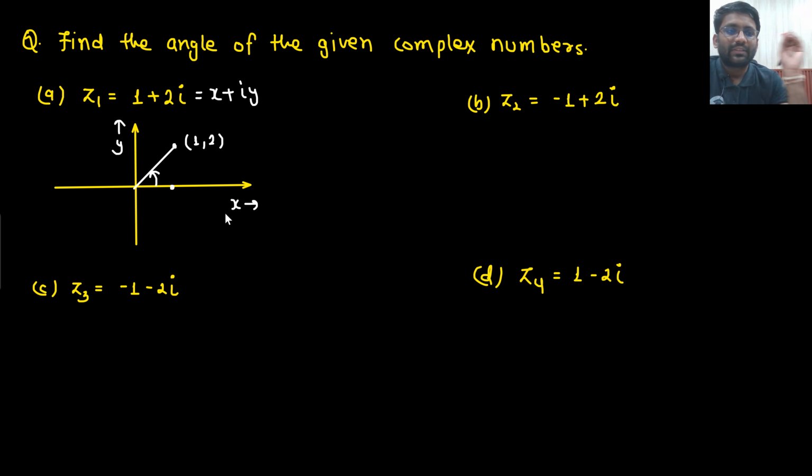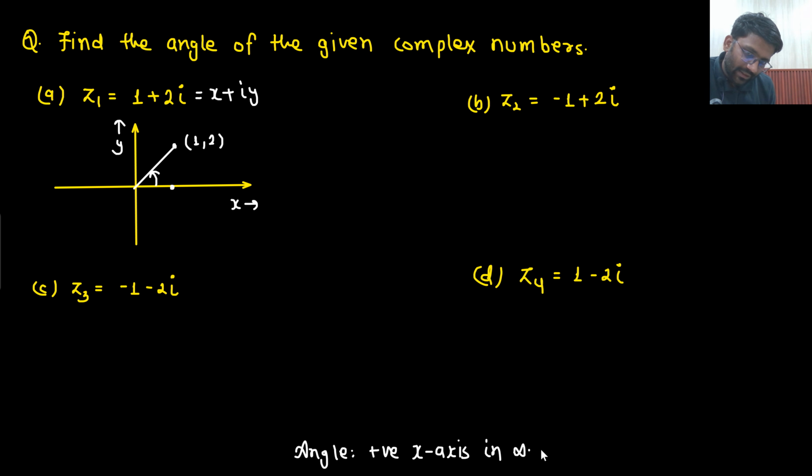In the whole of electronics, in the whole of engineering mathematics, whenever they ask about the angle, the angle is always measured from the positive x-axis in the anti-clockwise direction. This line I will say at least 100 times. If you are studying 10 subjects from me, I will say this line at least 100 times: the angle is always measured from the positive x-axis in the anti-clockwise direction.